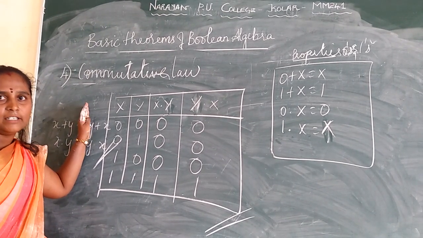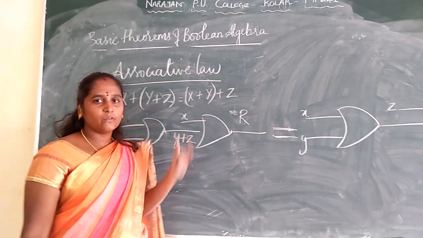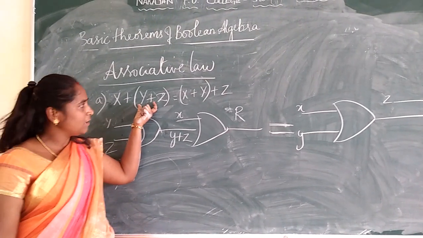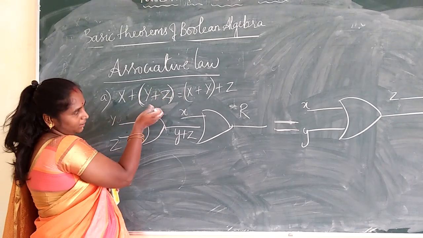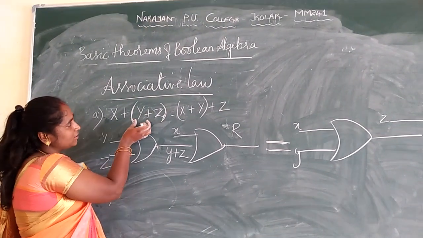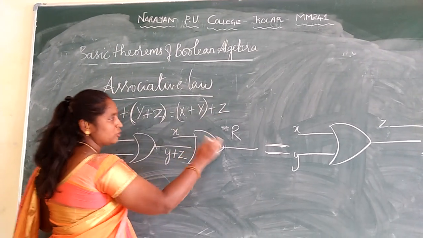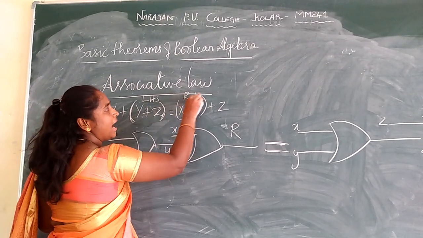The next law is the associative law. In this law, we are considering three variables: x plus y plus z. X plus, that is associative grouping, y plus z in the bracket, is equal to x plus y in the bracket plus z. We should prove that this particular LHS is equal to the RHS.